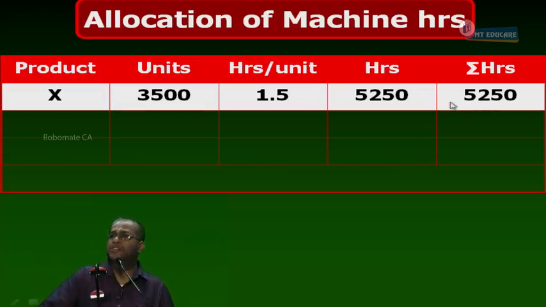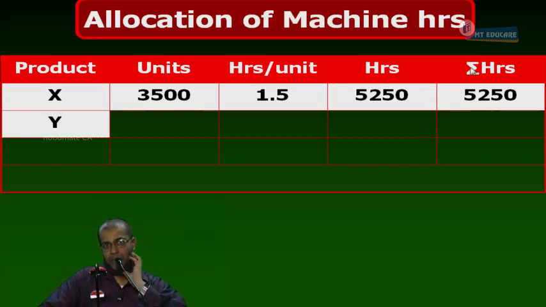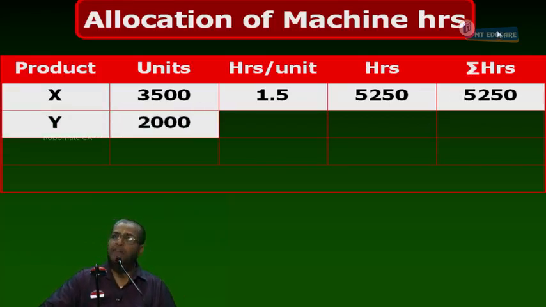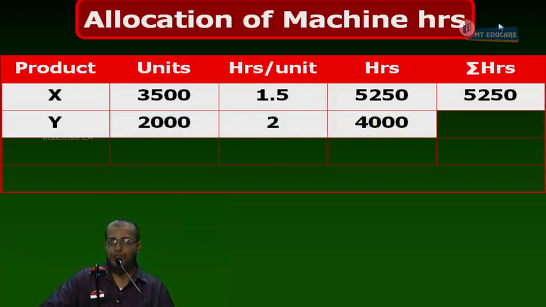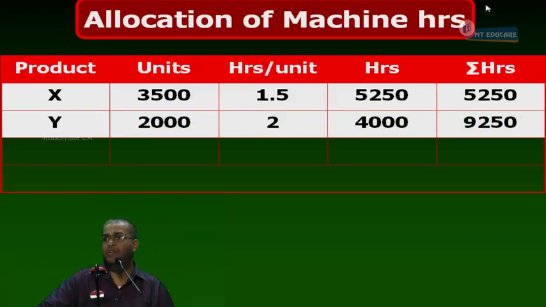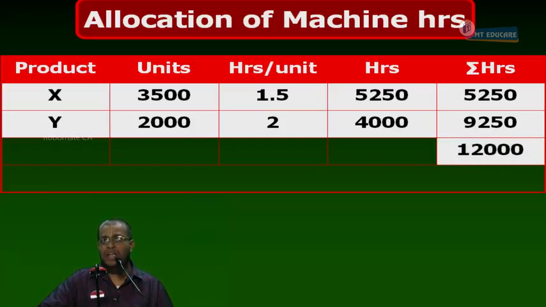Next, I will give the hours to which product? Y. How many units of Y? 2,000. Hours per unit? 2. How many hours? 4,000. Cumulative hours? 9,250. Then comes what? W. Totally, how many was that? 12,000. In this 9,250 gone. What is the balance?